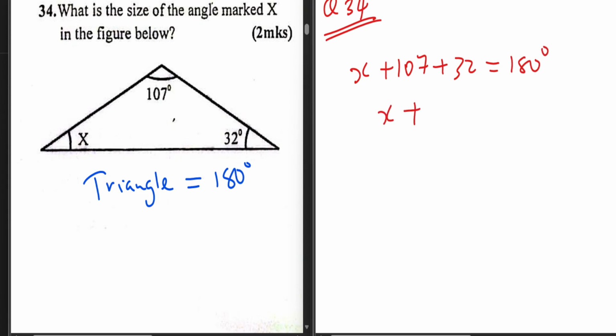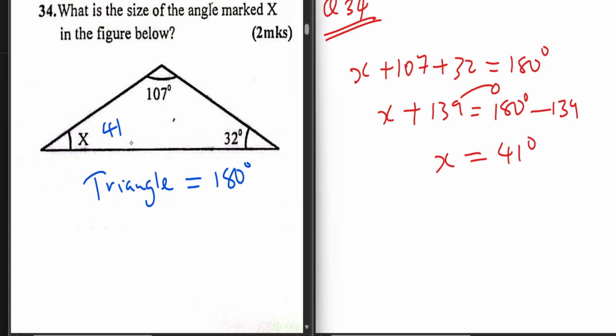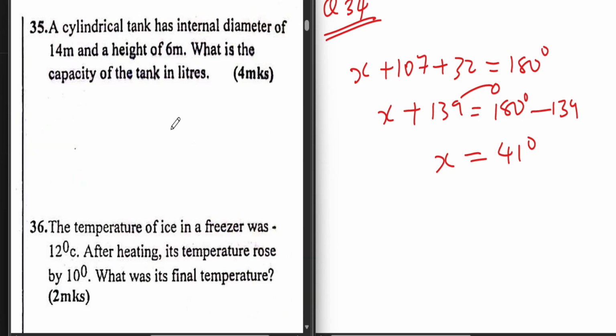So 107 plus 32 should give you 139. 139 is equal to 180. Take 139 to the other side, it gives you minus 139. 180 minus 139 is 41. Yes, 41, and therefore the value for X is going to be 41. So that's 34. Question 35.